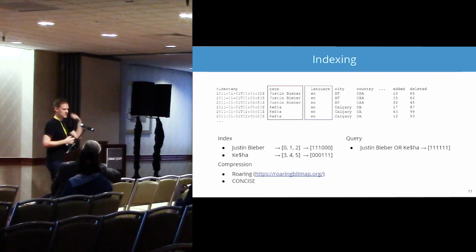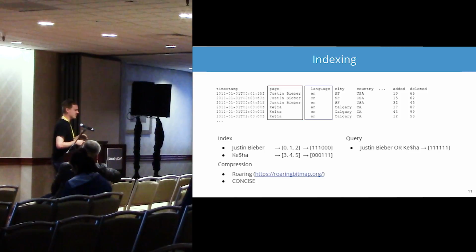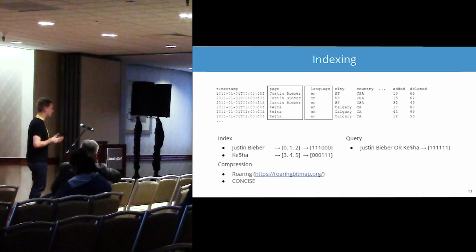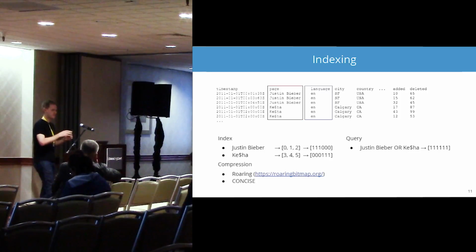Let's say we have a filter on the page column. We don't want to read the entire page column to do a filter, we want to have an index on the page. So we've got indexes on every column. In this case, the index for the page column is going to look like Justin Bieber goes to rows 0, 1, and 2, the first 3 rows. Kesha goes to 3, 4, and 5. She's in the second 3 rows.